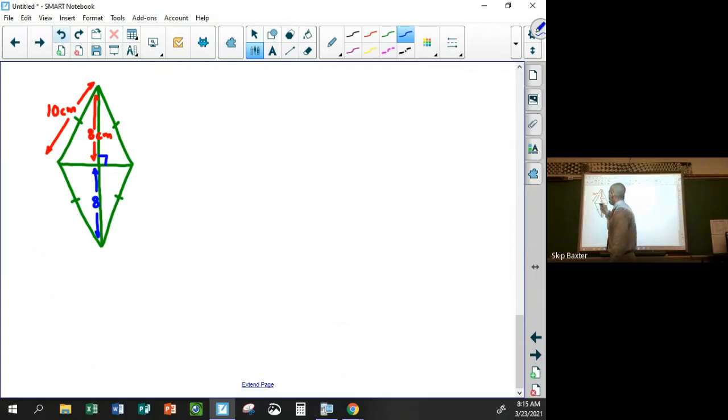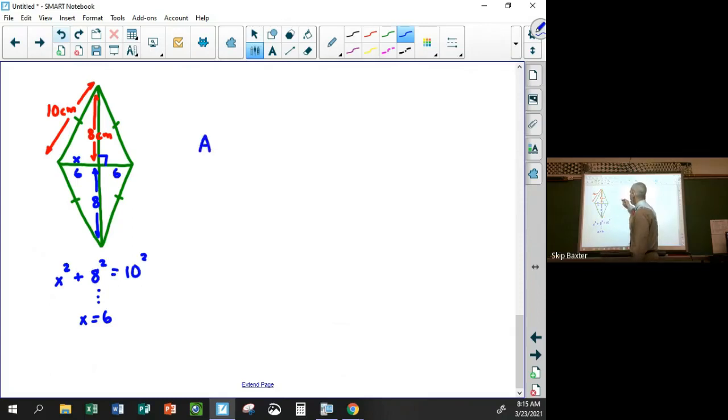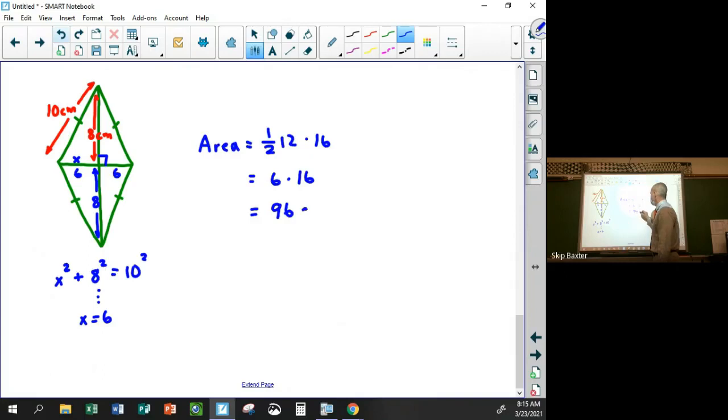But if you didn't remember that, just label this piece x or something. You could do x squared plus 8 squared equals 10 squared. And then just solve. You end up with x equals 6. Okay, so this is 6, this is 6. So now we can do it. The area is 1/2 d1, d2. d1 would be this diagonal, 12. d2 would be this diagonal, 16. So this ends up being 6 times 16, which is 96 square centimeters.